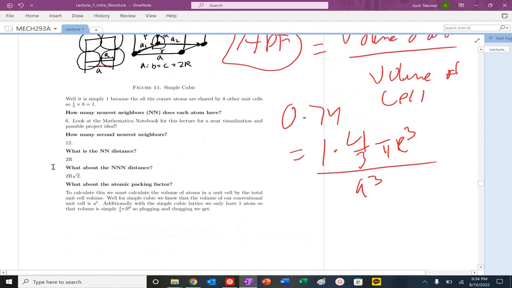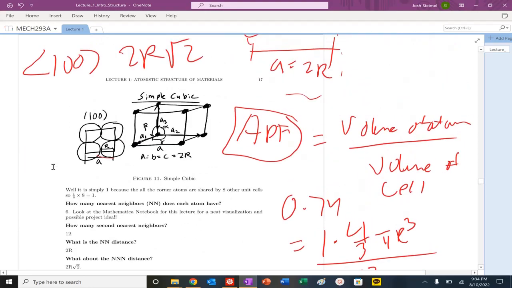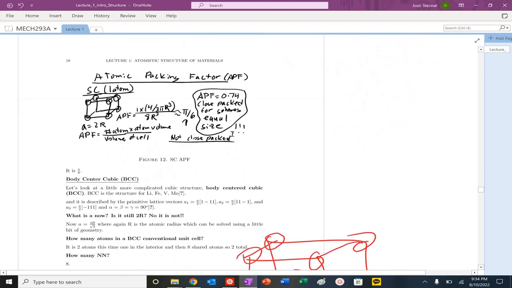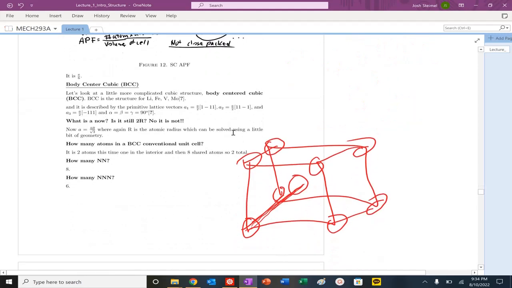So I can have close packed directions even though this cell is not officially close packed because of its atomic packing factor, and we're going to see soon that there actually are no close packed planes in this structure either because we're not close packed. So I can have close packed directions in a structure that's not close packed, but I can't have close packed planes.